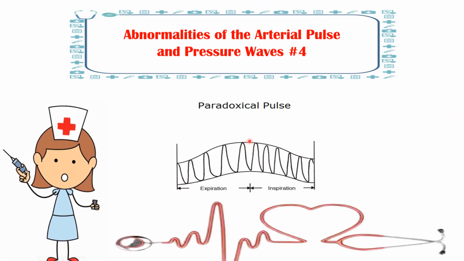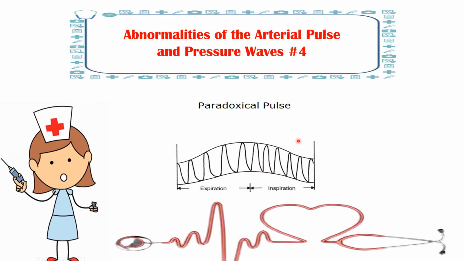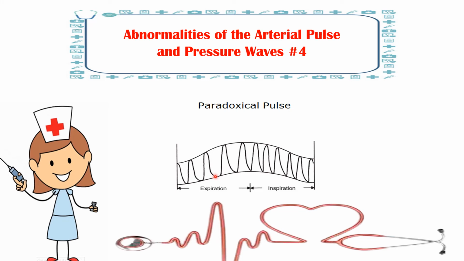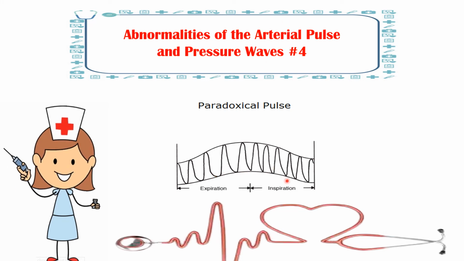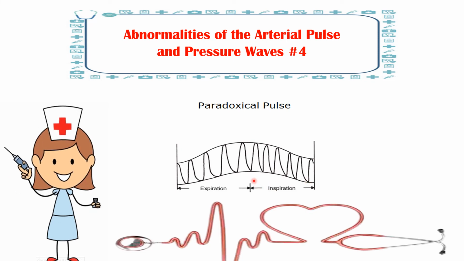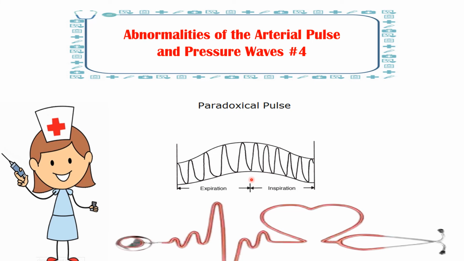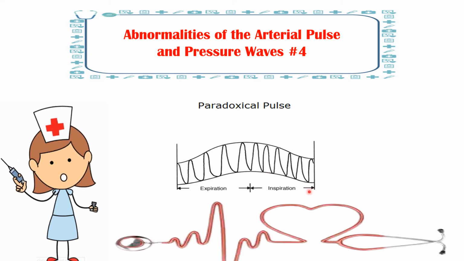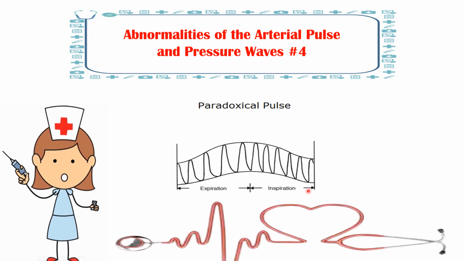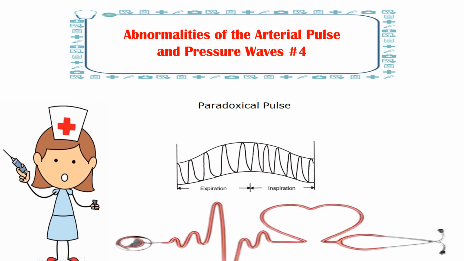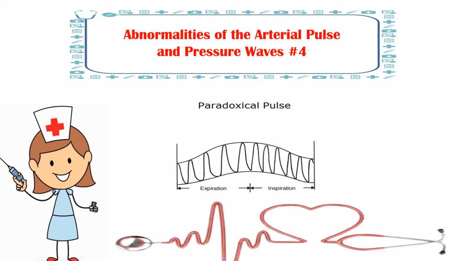Another abnormality of the arterial pulse and pressure waves is the paradoxical pulse, a palpable decrease in the pulse's amplitude with quiet inspiration. A blood pressure cuff may be needed to detect the difference in amplitude. Usually, the systolic pressure decreases by more than 10 mm of mercury during inspiration. A paradoxical pulse is found in pericardial tamponade, constrictive pericarditis, and obstructive lung disease.